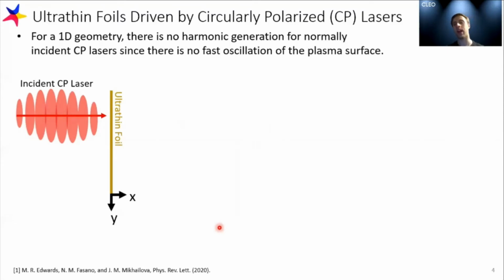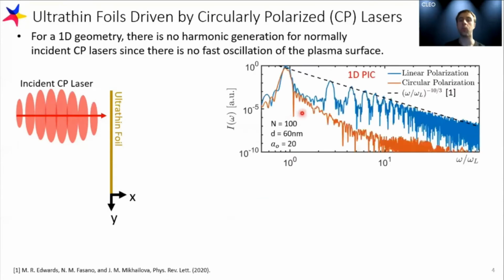This is in contrast to a linearly polarized driving laser, which will drive fast oscillations of the plasma surface at twice the laser frequency. We demonstrate this using 1D particle-in-cell simulations, where here I plot the spectral intensity as a function of frequency for both the case of a linearly polarized driving laser and a circularly polarized driving laser at normal incidence. And we see here that for the circularly polarized driving laser, there is no harmonic generation, but there is efficient harmonic generation for the linearly polarized laser, which has been shown in general to follow a power-law scaling in the ultra-thin foil.